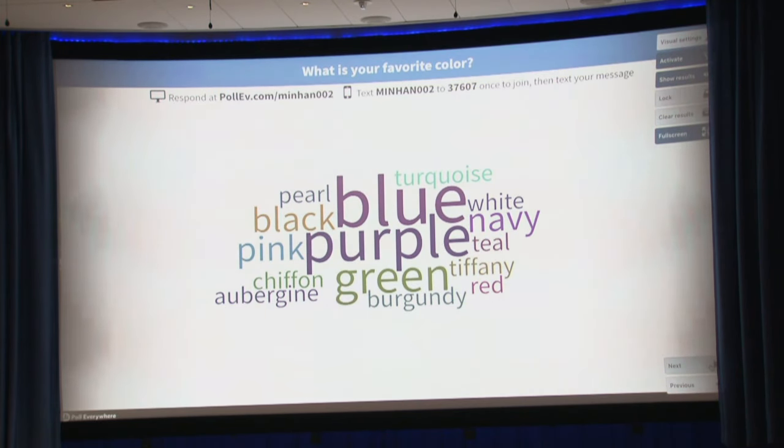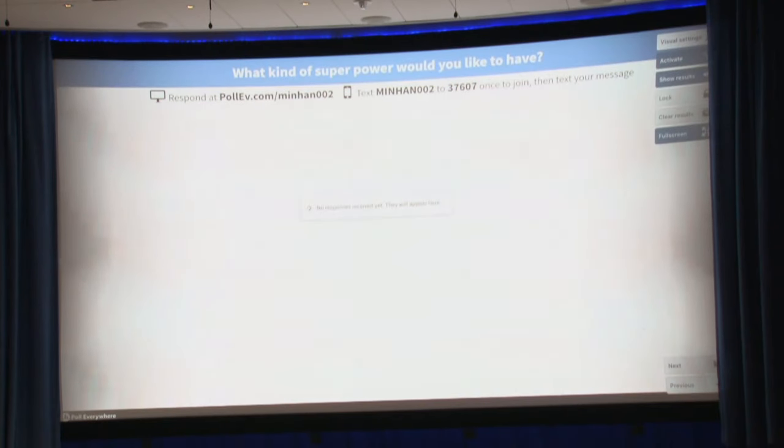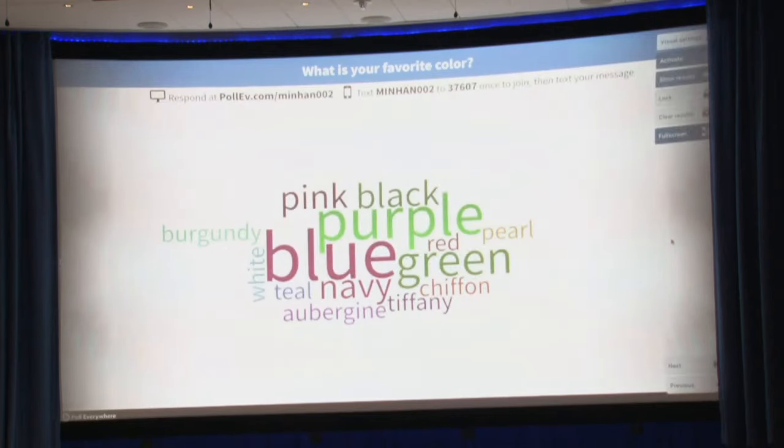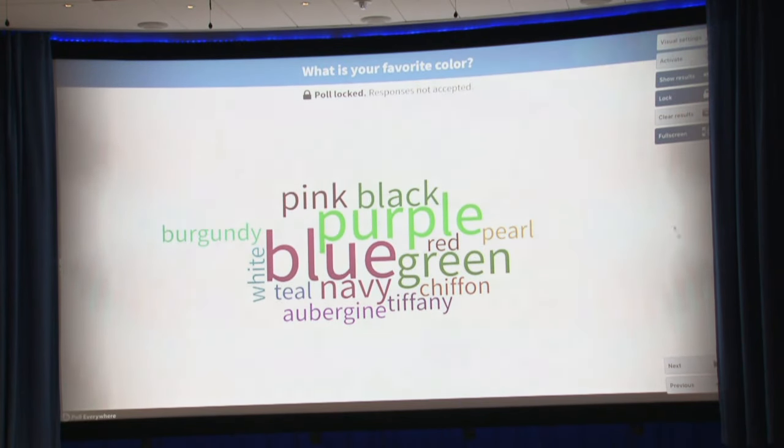And you can have additional questions. Oops. All right. Let me go back and lock and activate. What kind of superpower would you like to have? That's another question that I have. Superpower, if you could have superpower, what kind of power would you like to have? Fly, okay, great. Invisibility, nice. Teleportation, that's what I want.